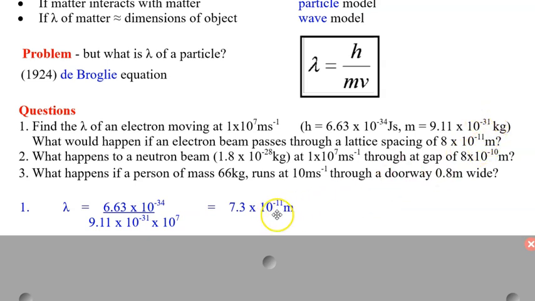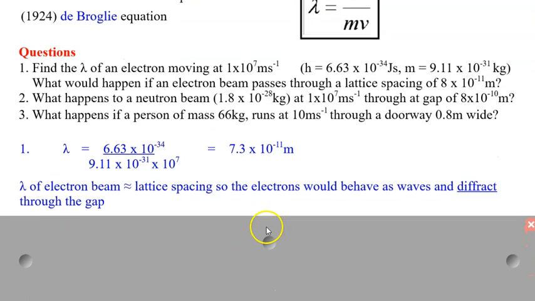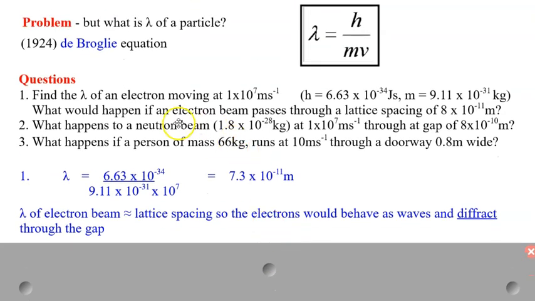So they're both 10 to the minus 11, that's the same order of magnitude. So we would say that we do get diffraction, and therefore in this instance, this beam of electrons is going to behave as a wave. So we could do this for some other examples.